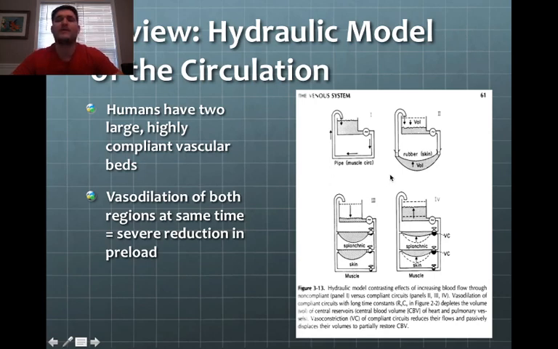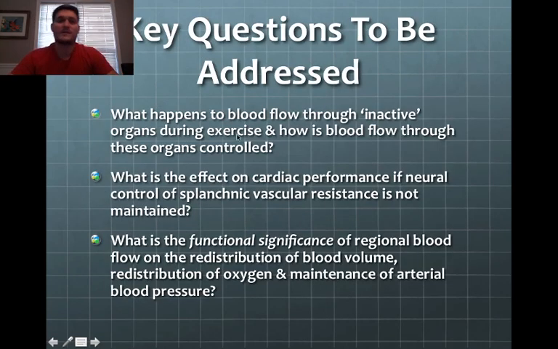But if you do a couple of steps here, if you start to vasoconstrict or cut off the blood flow to these compliant regions, and then you circulate more of that blood through non-compliant regions, and if you also have the skeletal muscle pump helping pump up blood, well, then you're going to see a lesser reduction in preload, right? So if you vasodilate both these regions at the same time, you're going to see a drop in preload. So during exercise, we can't have this happen. So we need to have both of those steps.